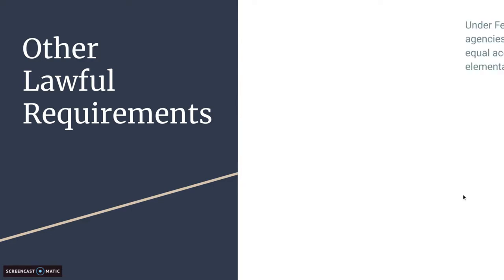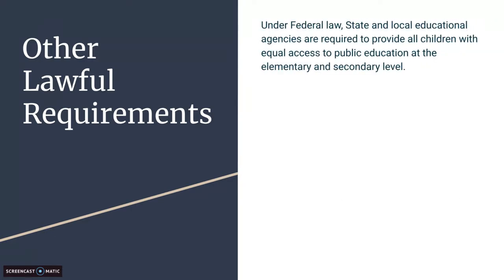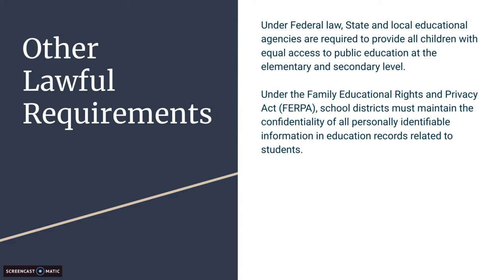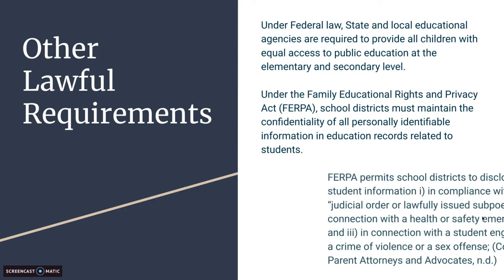Other lawful requirements that fall under FERPA. So the first one is that federal, state, and local law requires that all children are provided with equal access to public education at the elementary and secondary levels. So that would be anything from pre-K through 12th grade. Another lawful requirement is that school districts must maintain confidentiality of personally identifiable information in educational records. Again, this is not stated as to how that has to be done. It just has to be done in a way that a district or a school sees fit.